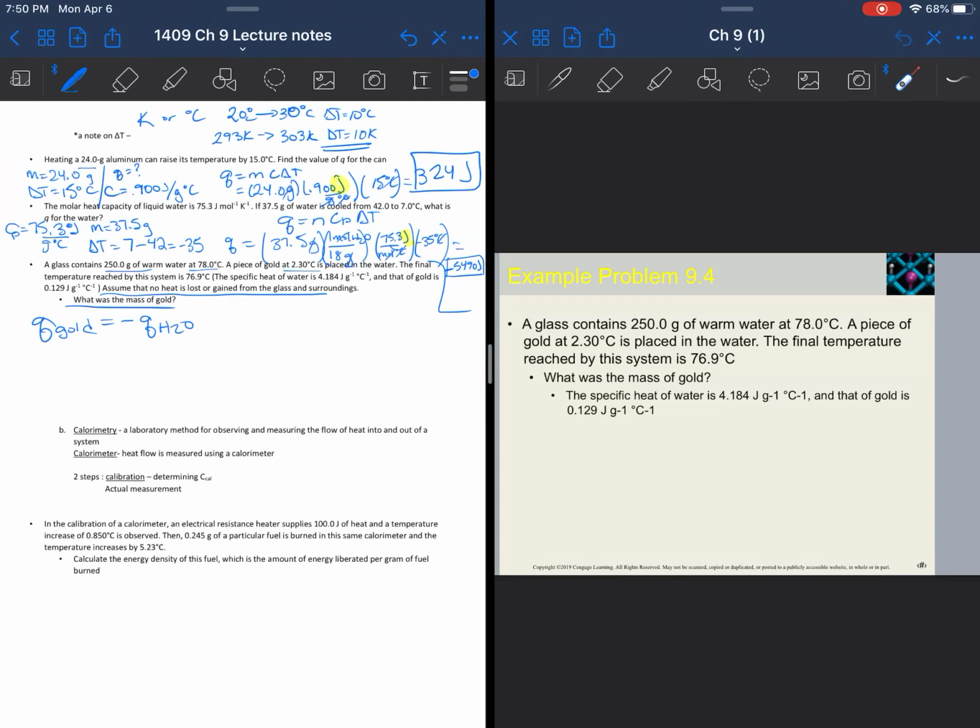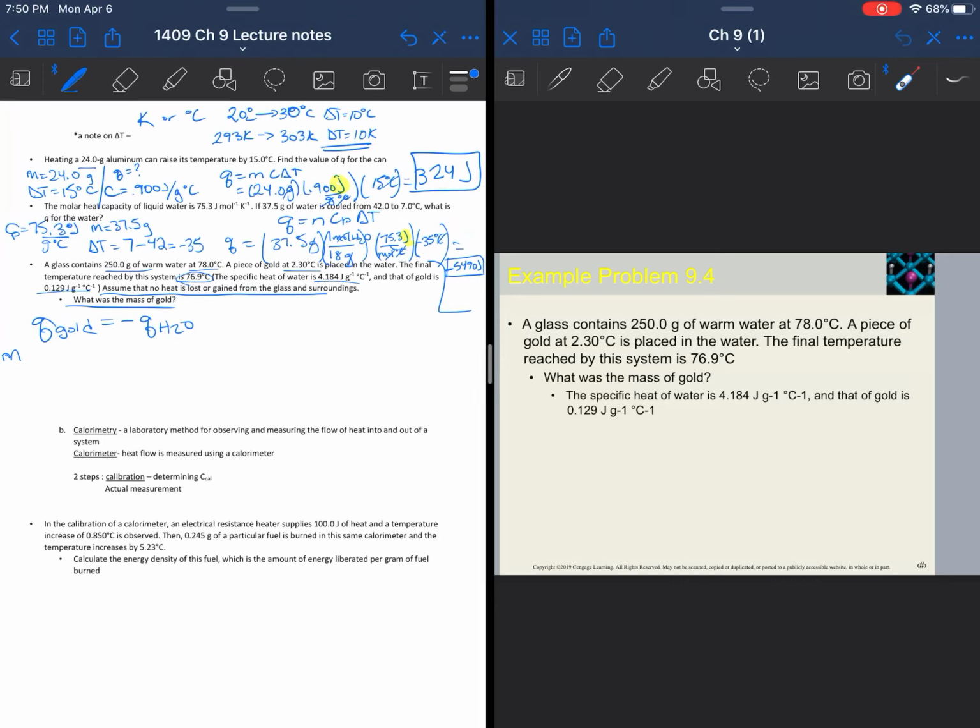Now, we have enough information. We have the mass of the water. We have the initial temperature. We have the initial temperature of the gold. We have the final temperature of both, right? That's going to be TF for both sides. We've got the specific heat of the water and the specific heat of the gold.